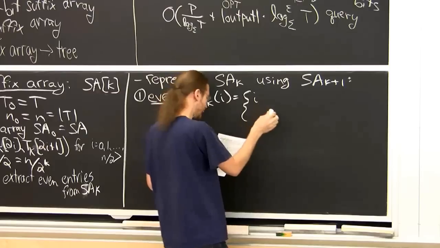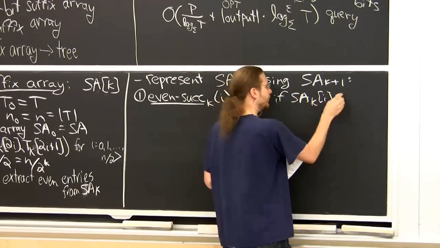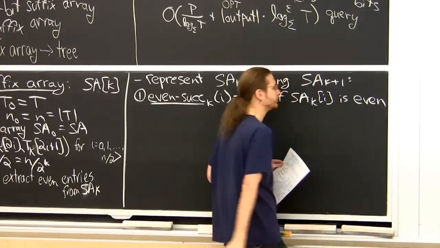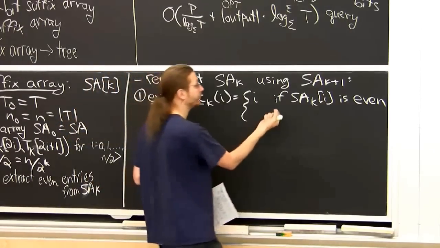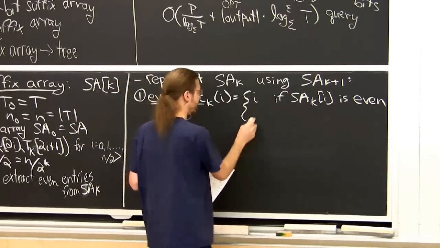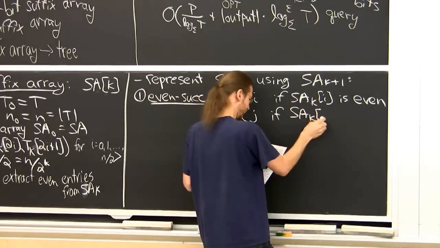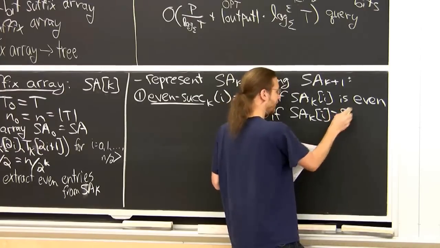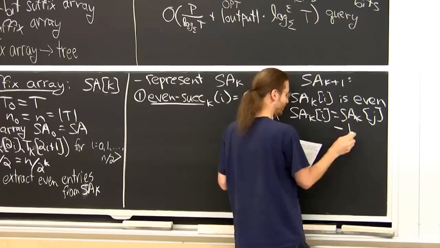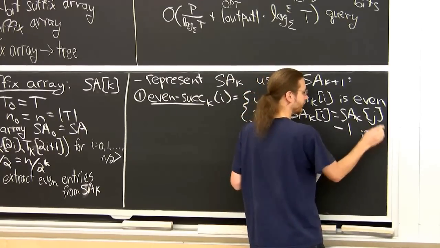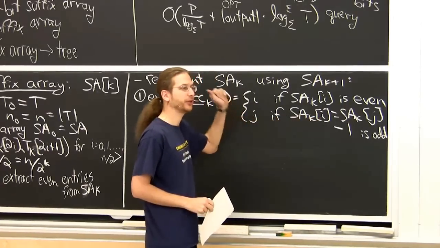It's going to be i if the ith suffix starts at an even position. So it doesn't do anything for the even guys. The interesting thing is when the suffix starts in an odd position, then we're going to write down a different number j. This is going to look kind of weird, but it's simple after you think about it for 10 minutes. Okay, so the other situation is that SAK, the ith suffix, starts at an odd position, meaning SAK of i minus 1 is even.